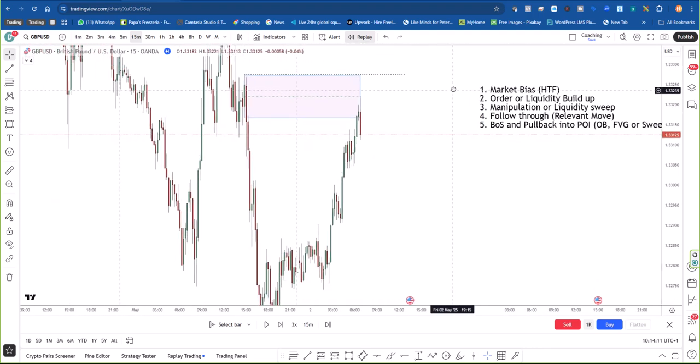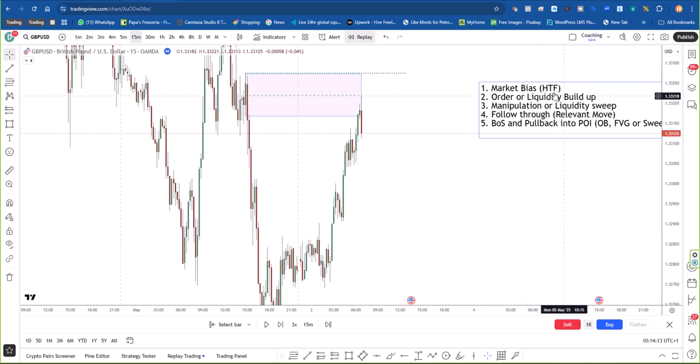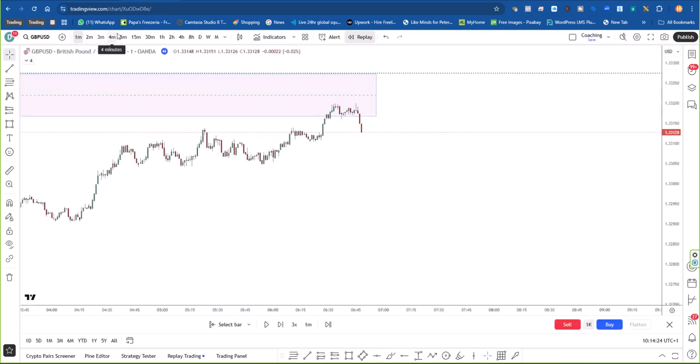So order on liquidity build up. Can you see? That's what I'm looking for now. I'm looking for order on liquidity build up. I'm looking for a manipulation or liquidity sweep. So if I go back to that, remember I'm looking to sell. So I'm looking for all these sort of things happening. So I'm looking for price doing what is done here.